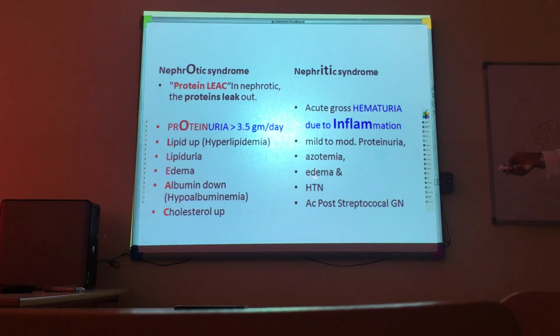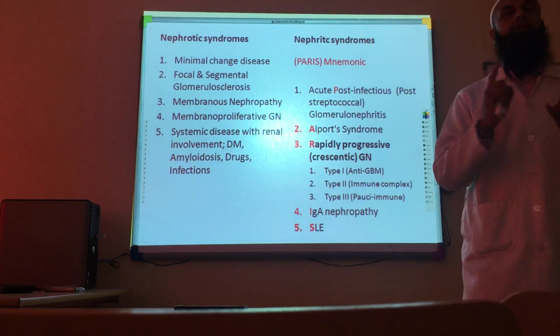So there is azotemia, edema can also be there, and here there is typically hypertension. And the most common disease which can present with nephritic is acute post-streptococcal glomerulonephritis. So what are the features of nephritic?